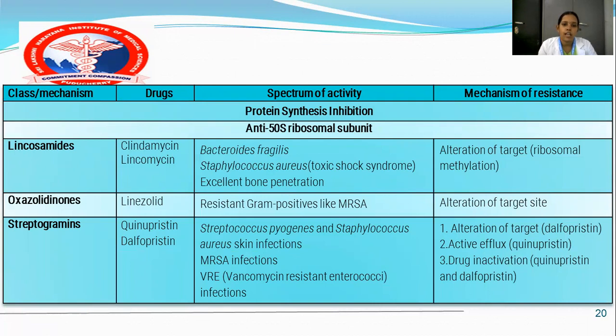So here, the spectrum of activity covers Streptococcus pyogenes and Staphylococcus aureus skin infections, and also MRSA and VRE, that is vancomycin-resistant enterococci. Resistance is by alteration of target, active efflux, and drug inactivation.